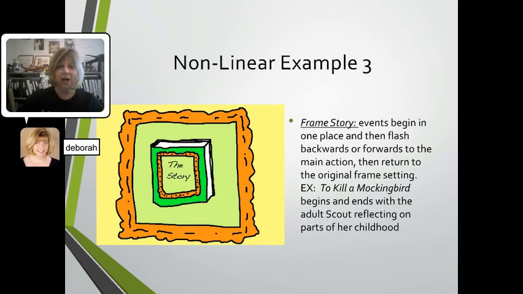And a third type of nonlinear plot line is what's known as a frame story, or a story within a story. Very often we begin at one point and then we'll flash back to previous events, but then we come back at the end to the original frame. So for example, in To Kill a Mockingbird, we actually start with the adult Scout, and then she starts going back to the stories of what happened over these summers with her father in the town when she was growing up. And then once again, we end with the modern day Scout reflecting on everything that's happened. So that would be a frame for the story.